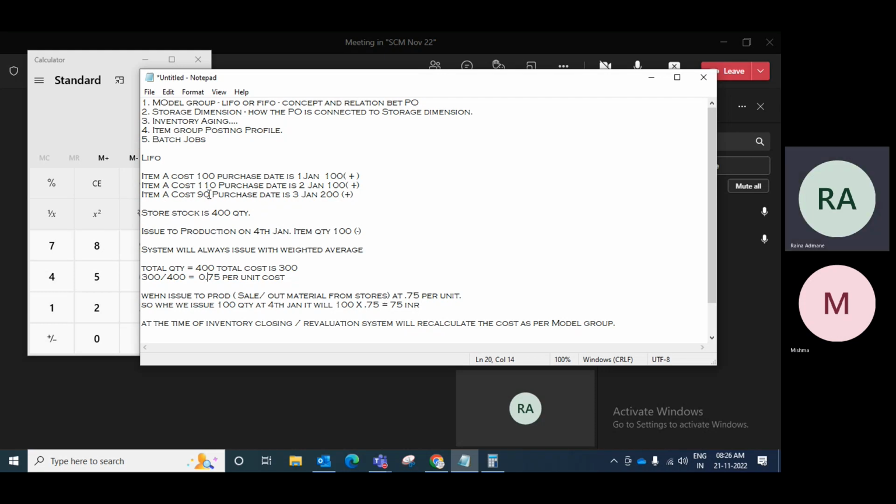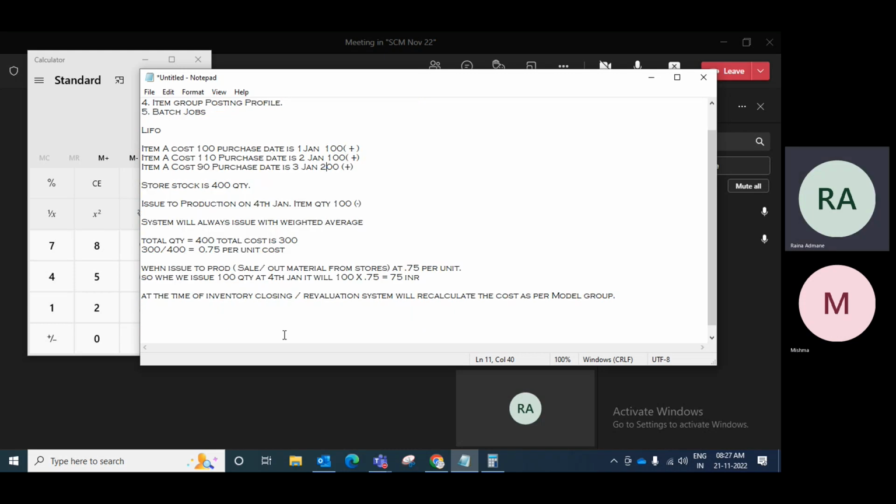So why does 75 come up? Because your low-cost item is having more quantity. Your 90 rupees and 200 quantity. Here you have 100, 100, 110, 100. But when you say total quantity is 400 and your cost is 300 only, the rate is 75. The system will issue at the rate of 75, and when you do the inventory closing or revaluation, the system will recalculate everything, and the same cost, instead of 75, will now be 90.